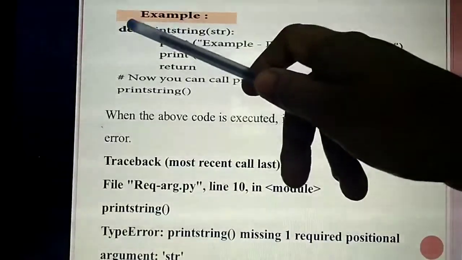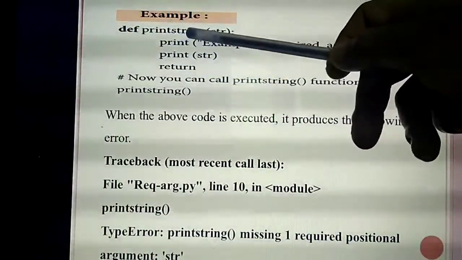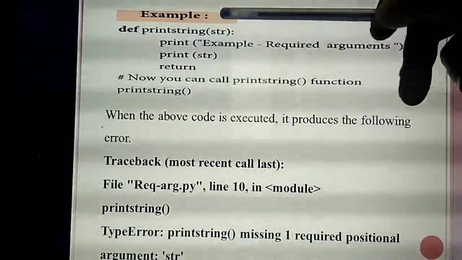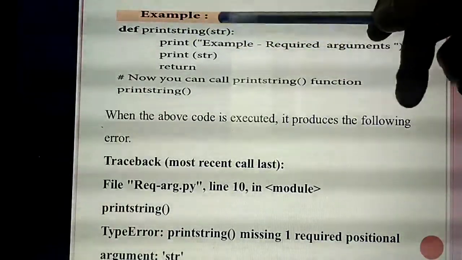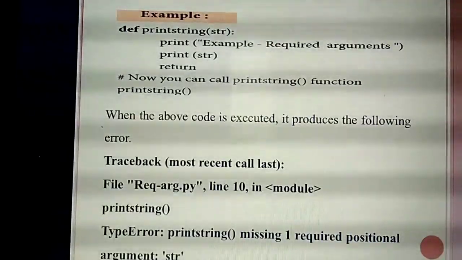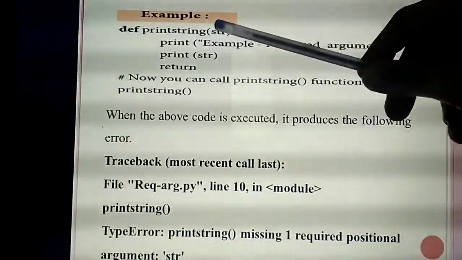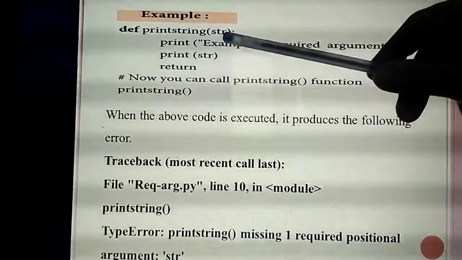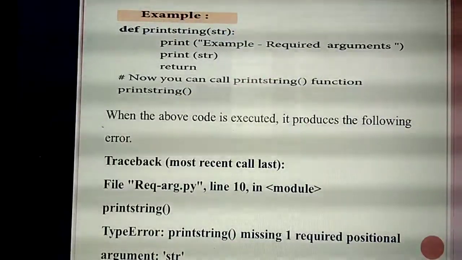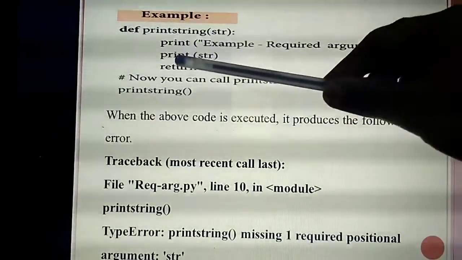Here, what's this one? def is a keyword. What's the function name? print_string. So inside print_string, how many arguments are you giving? What is this one? str. str is an argument or parameter. How many parameters are you passing to this function? Only one. What's the name of that argument? str. Okay.